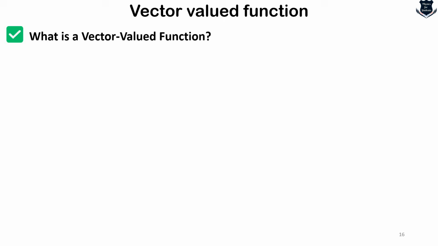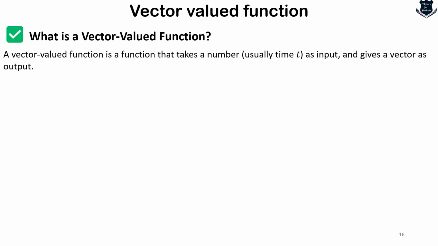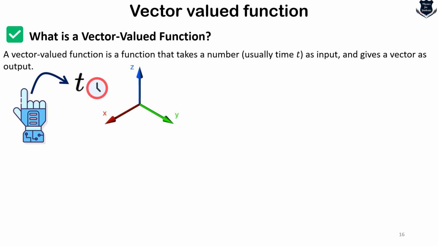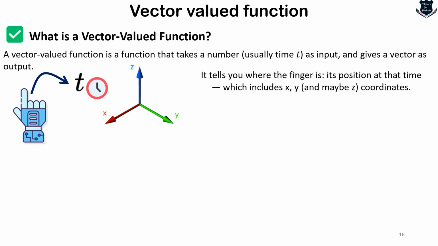So what is a vector valued function? In general, it takes a number, for example a time t, and returns a vector pointing to a location in space. To make things clear, let us imagine a robot's hand pointing at a certain point. If you take a time t and program that robot, you will be able to find where the particle is at the xyz coordinate, considering that we are taking a 3-dimensional coordinate. It tells you where the finger is positioned at that time, including the x, y and z coordinates.